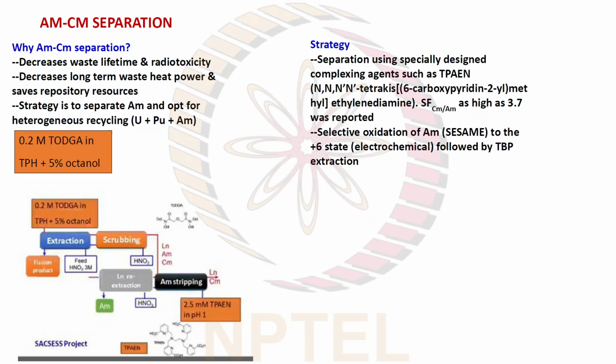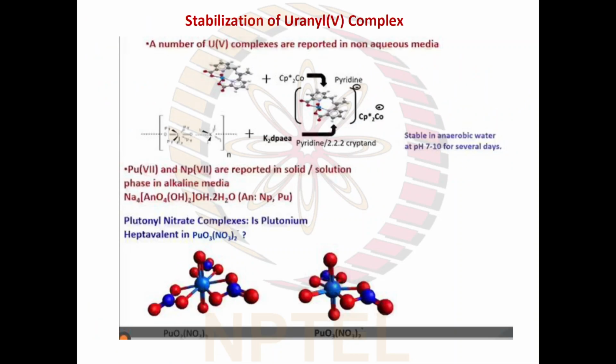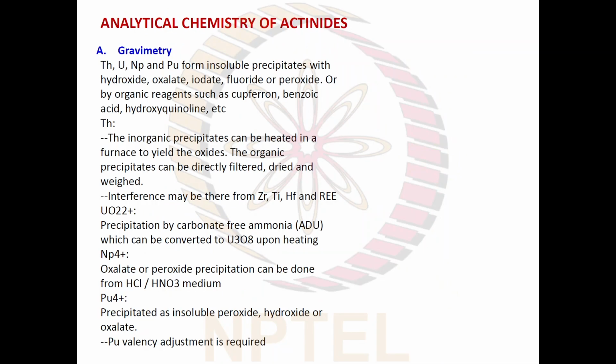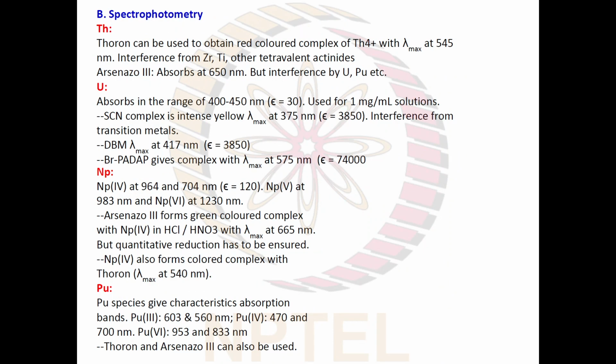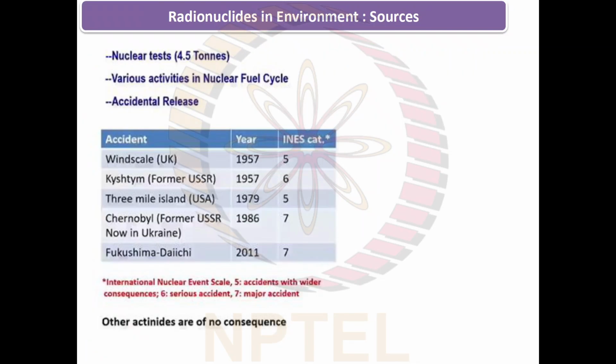Strategy is to separate Am and opt for heterogeneous recycling, U plus Pu plus Am. Strategy is separation using specially designed complexing agents such as TRAPEN, and selective oxidation of Am to the plus 6 state followed by TBP extraction. Unusual oxidation state is this, and then unusual oxidation state of thorium and americium, then analytical chemistry, gravimetry, spectrophotometry, their applications, and the natural origin.